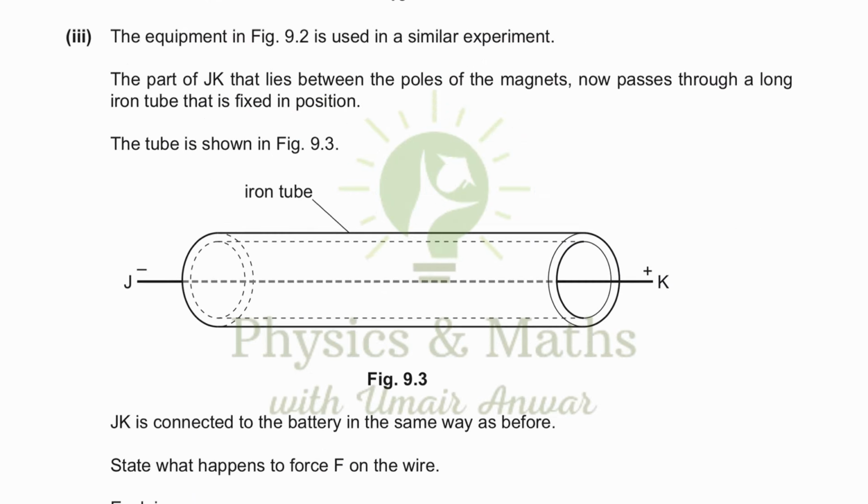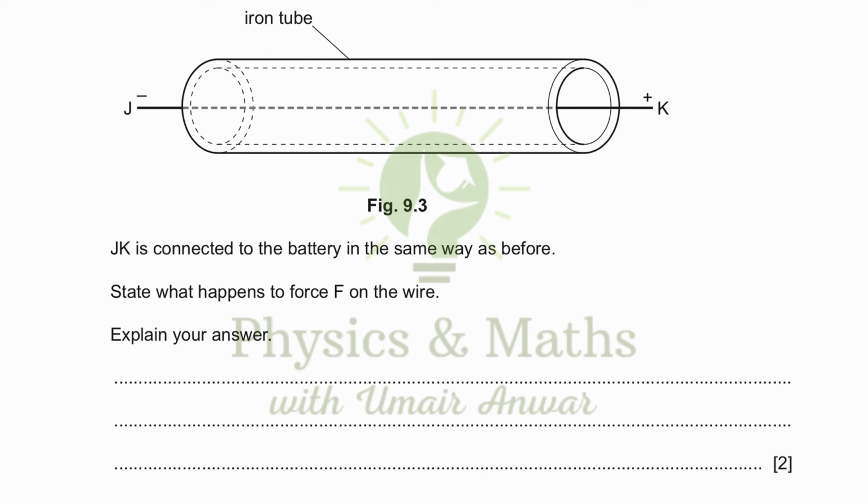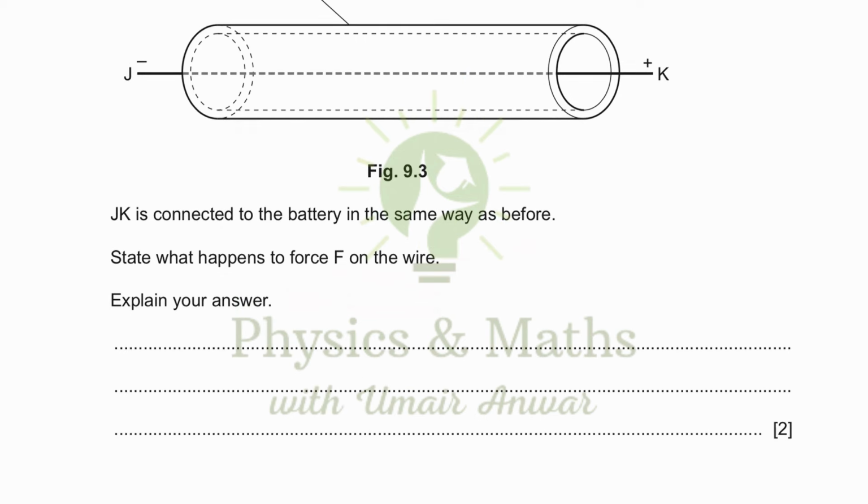Now, the next part says the equipment in figure 9.2 is used in a similar experiment. The part of JK that lies between the poles of the magnet now passes through a long iron tube. So a long iron tube is surrounding the wire that is fixed in position and it cannot move. The tube is shown in figure 9.3. JK is connected to the battery in the same way as before. State what happens to the force F on the wire. Explain your answer.